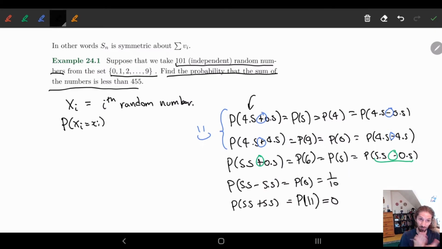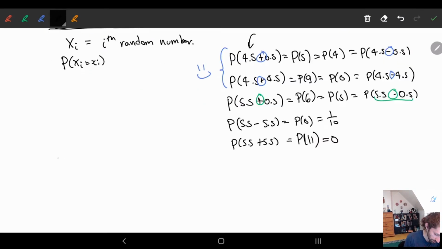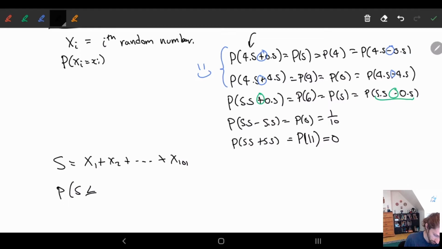That's kind of like the middle point. Okay, so we know why 4.5, why it's symmetric about 4.5. How does that help? If I want the sum of the numbers, here I would need to add my numbers. So S is equal to X1 plus X2 all the way up to X101, right? And we're asking for the probability that S is less than 455, so it's going to be less than or equal to 454.